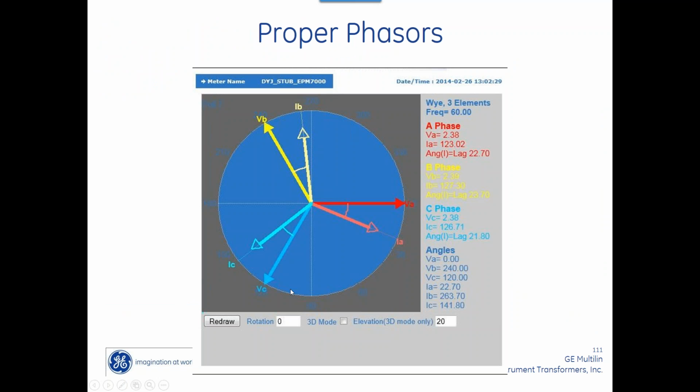Okay, now the fun part. All right, so here's an example. And what I've got here, the longer line is VA, here's VC, here's VB. For 20 points, who can tell me, is this ABC rotation or ACB rotation?